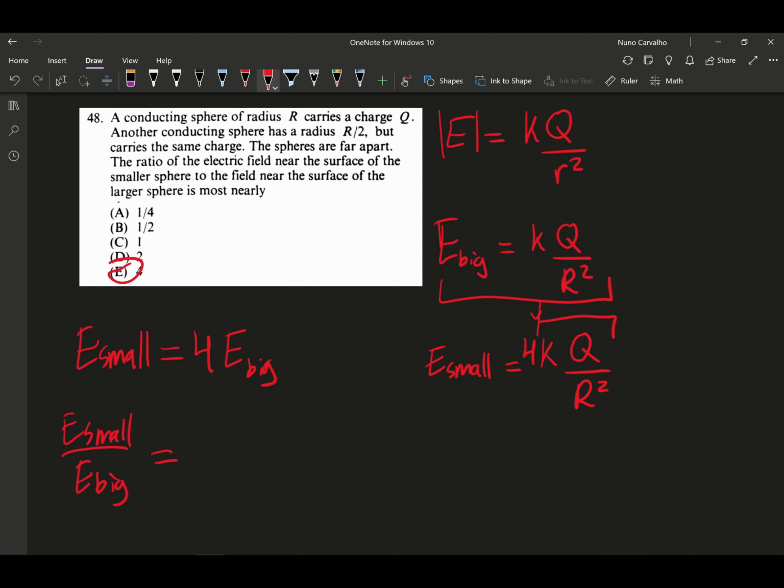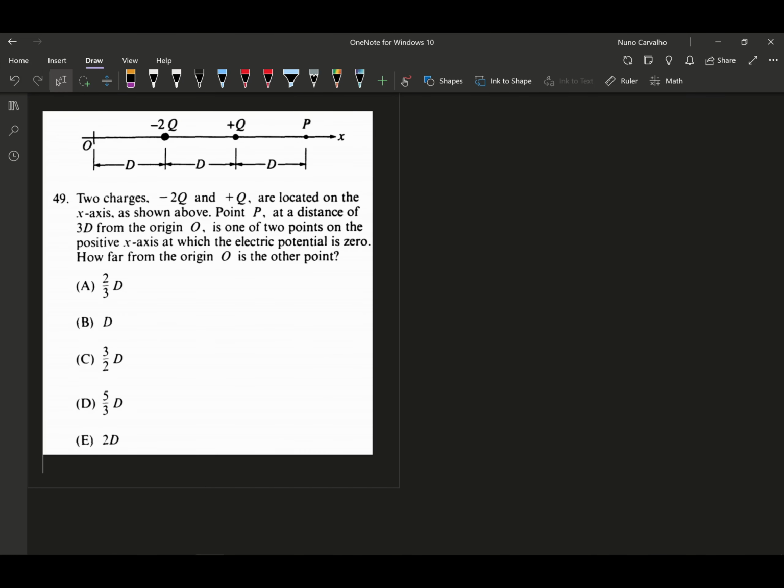which is E. For number 49, we are given here two charges, negative 2q and positive q, that are located on the x-axis as shown above, and then we're told that this point P, a distance of 3d from the origin O, which is here on the left, is one of the points on the x-axis at which the electric potential is 0. And then we're asked how far from the origin is the other point.